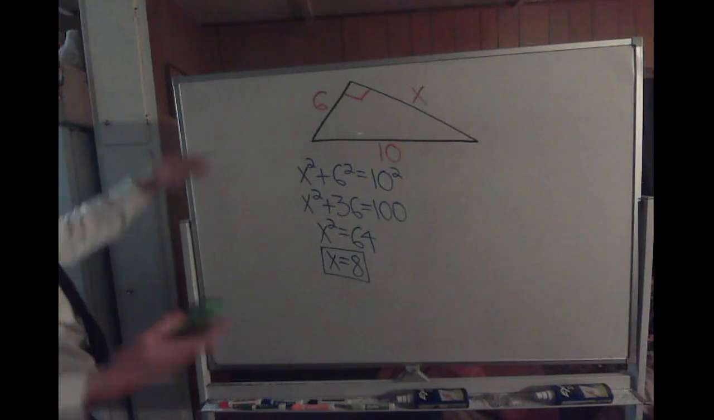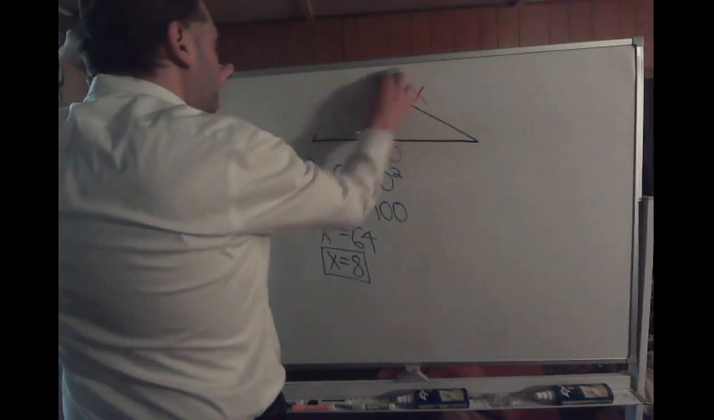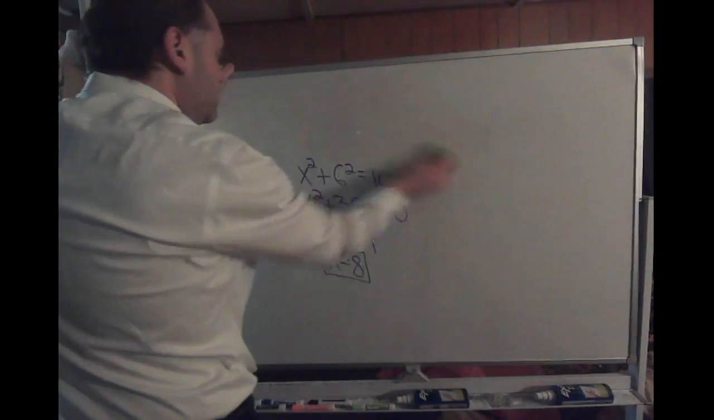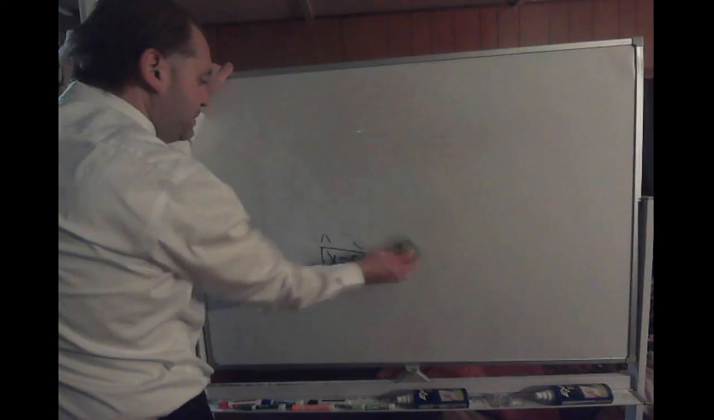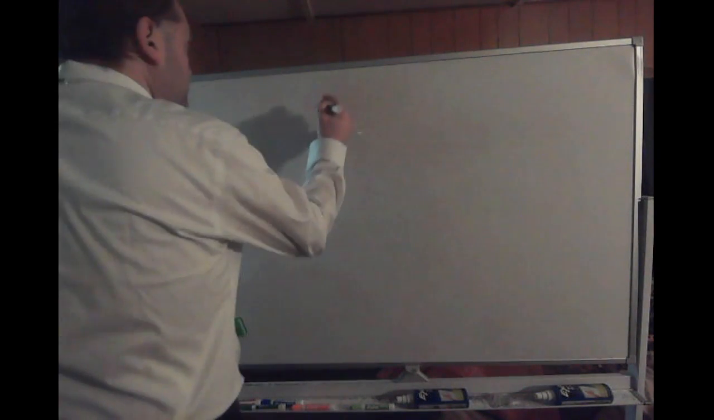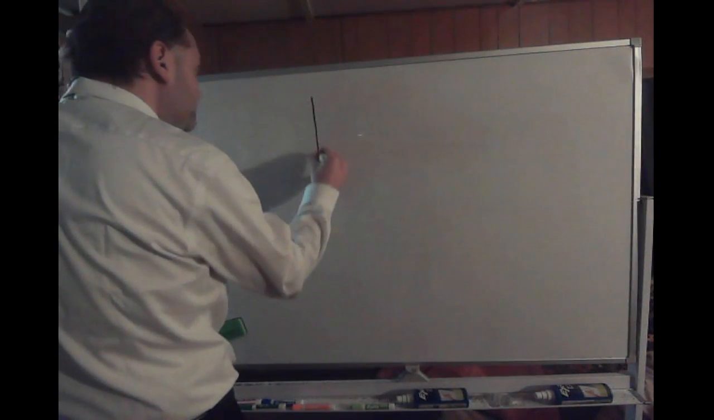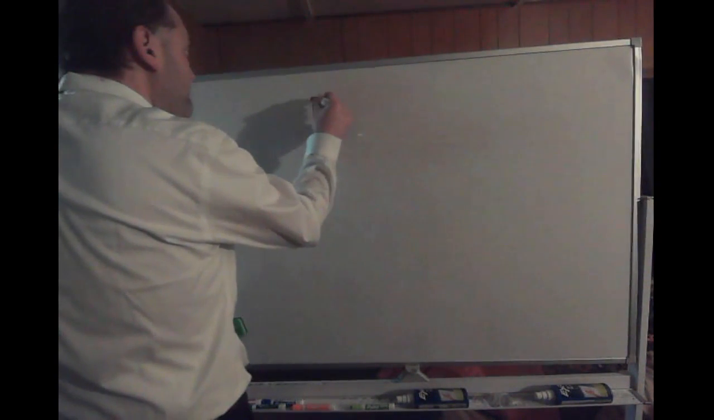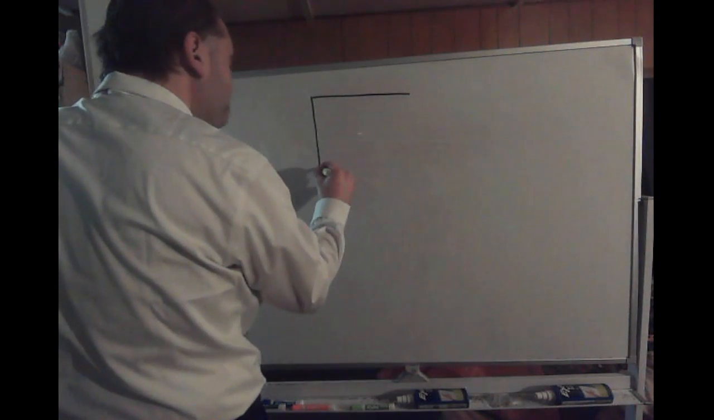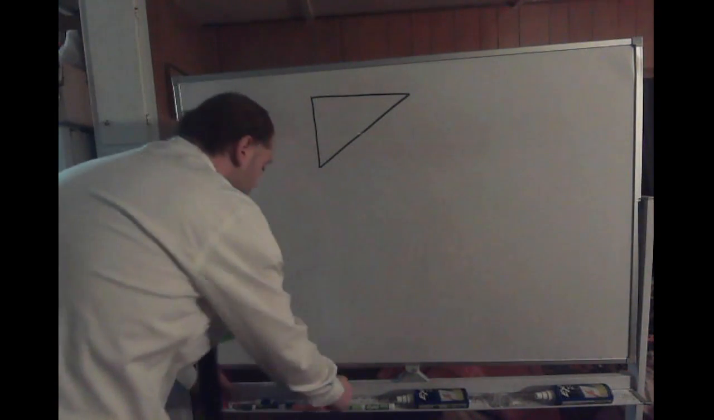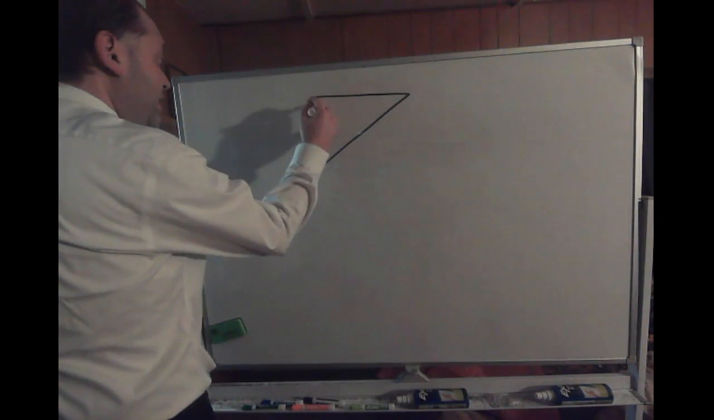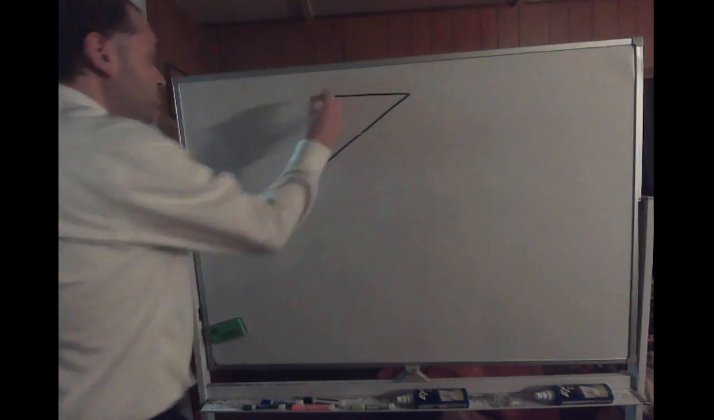So yes, Pythagorean theorem is very useful for finding lengths of right triangles that you're missing. All right, next. All right, let's put our right angle where it goes.